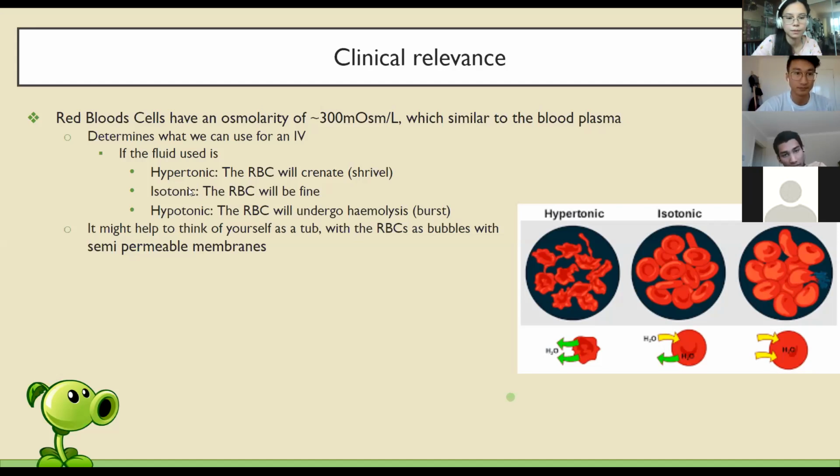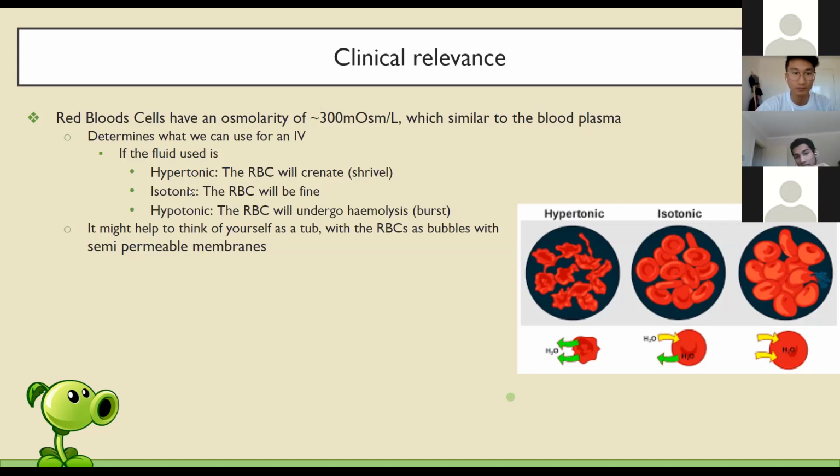With isotonic IV fluid, because the concentrations are equal, there's going to be no net water movement. There will still be water movement, it's just not going to affect the cell too much, because you have the same amount of water going in as going out.